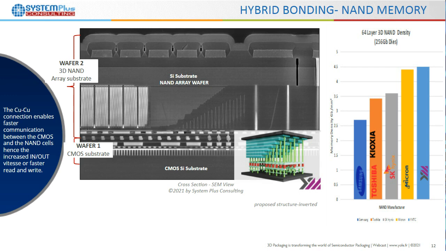For the NAND memory, as we can see, for the different manufacturers here, we estimated their density for the 64-layer memories. They all did not achieve 4.5 gigabits per millimeter squared of density, except for YMTC that used this type of technology. So we can see that this technology being used for memory applications is advantageous for growing the memory density in NAND memories.